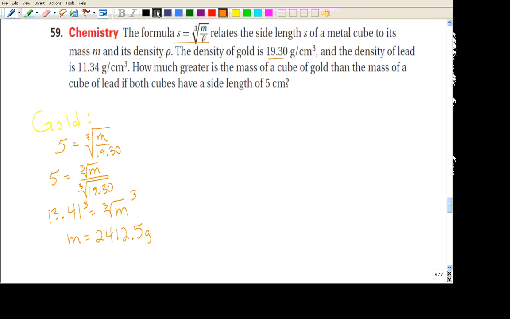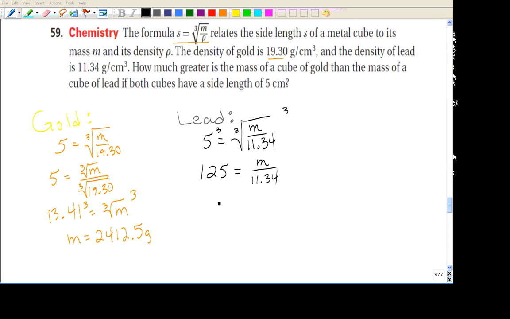Whereas the lead has, again, a side length of 5. We're looking for the mass. Its density is 11.34. So in this one, let's do what I would have done on the other one. Just to show you, we can go right into cubing both sides. 5 cubed, 5 times 5 times 5 is 125, equals m over 11.34.